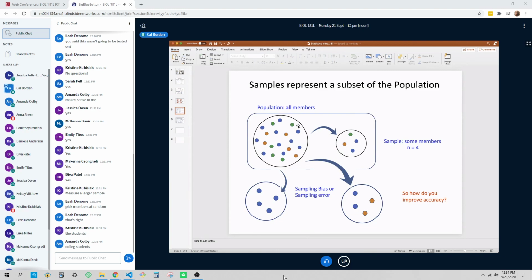There's one more way that we can reduce our sampling error. Anybody want to take another stab at it? So we've got to increase the sample size.